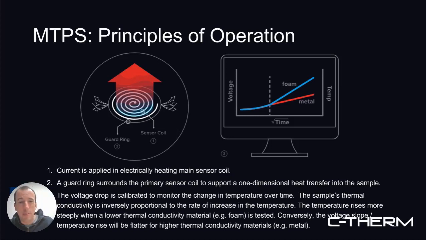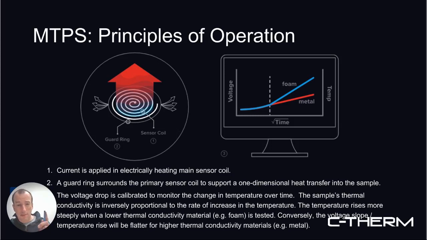The steeper that slope change in temperature, it's inversely related to the thermal conductivity of the material. So if I have a really steep rise in temperature change over time, it means that what's in contact with my sensor is a very insulating material. It has a very low thermal conductivity. If I have a very flat change in temperature over time, it means that my material is very conductive. I have something like a piece of copper, for example, a good heat sink material, a high thermal conductivity. So it's an inverse relationship between the temperature change over time and the effective thermal conductivity of the material in which we're testing.